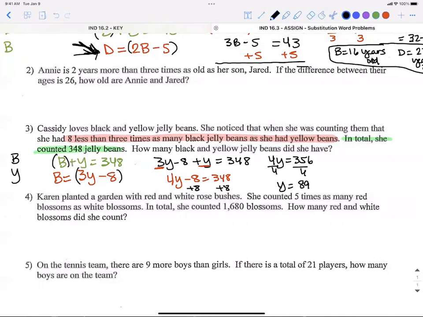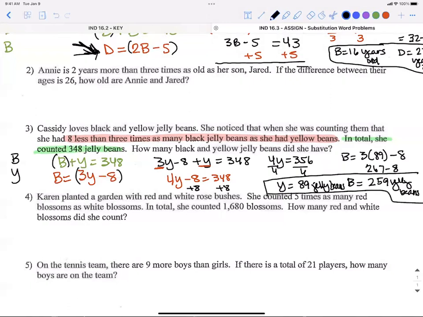Well, now I need to see how many black ones I have. Well, I know I have 3 times as many black ones as yellow, subtract 8. So I'm going to take my black ones equal 3 times my number of yellow ones minus 8. So 3 times 89 is 267, minus 8. And so for a total on the black jelly beans, I have 259. And again, they are both jelly beans, so I label my answer jelly beans. So my answer is I have 89 yellow and I have 259 black.